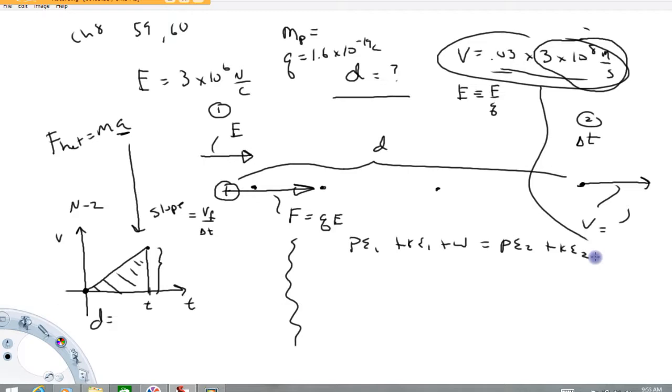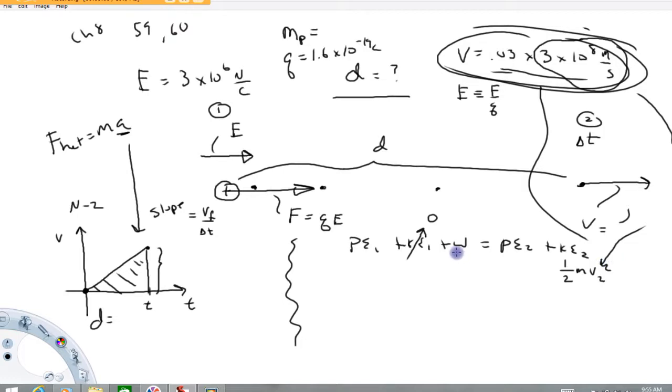Then we'll just start going through it term by term. The proton starts from rest, so the initial kinetic energy is 0. The final kinetic energy is 1/2 m v2 squared, and this is given in the problem. That's what we would use this for.